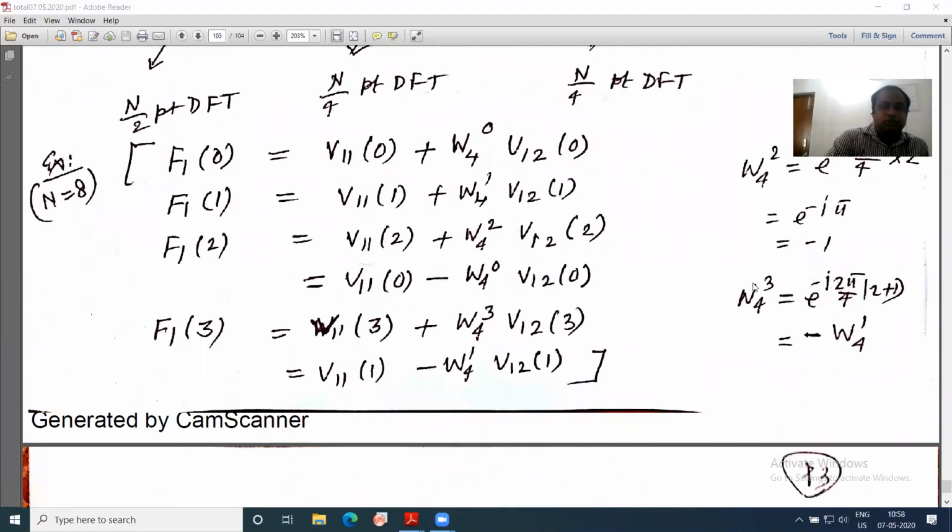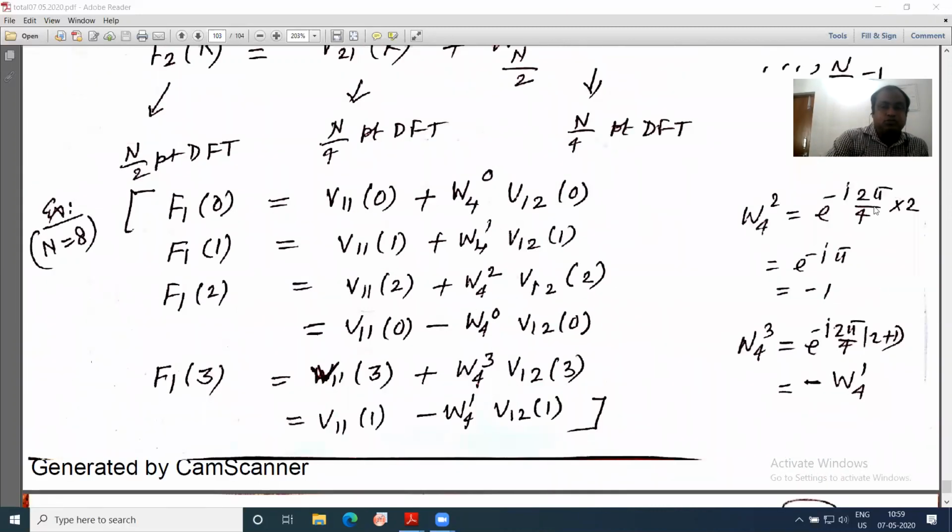Then f2 of 3 is v21 of 3 plus W4^3 into v22 of 3. Now W4^3 equals e to the power minus j 2 pi by 4 into 2 plus 1. So e to the power minus j 2 pi by 4 into 2 is equal to minus 1, and e to the power minus j 2 pi by 4 into 1 is equal to W4^1. So this will be minus W4^1, which is equal to W4^3. Agreed?